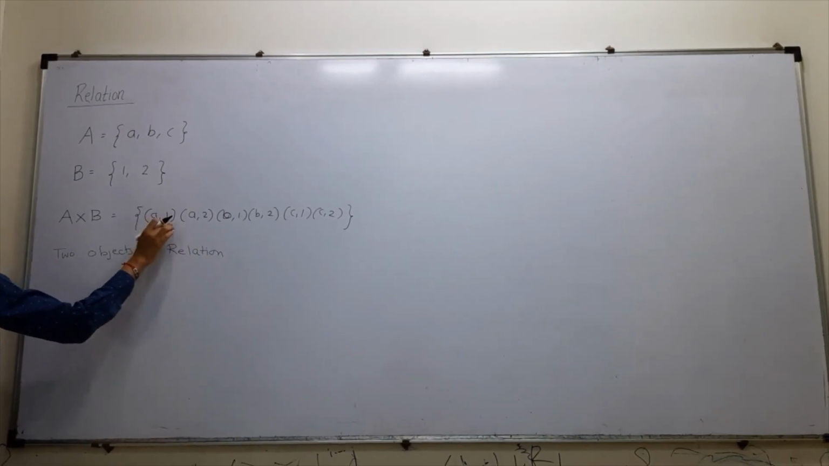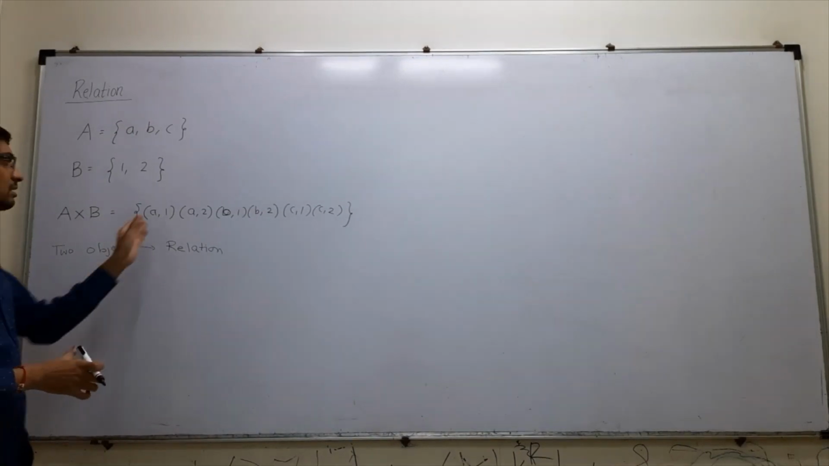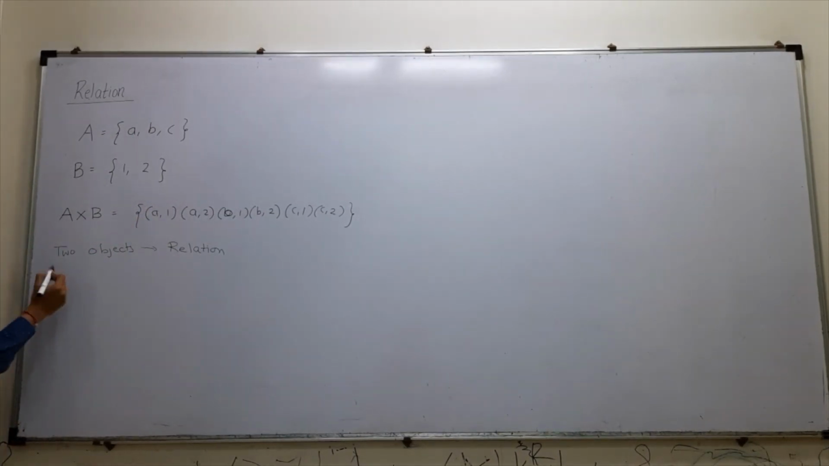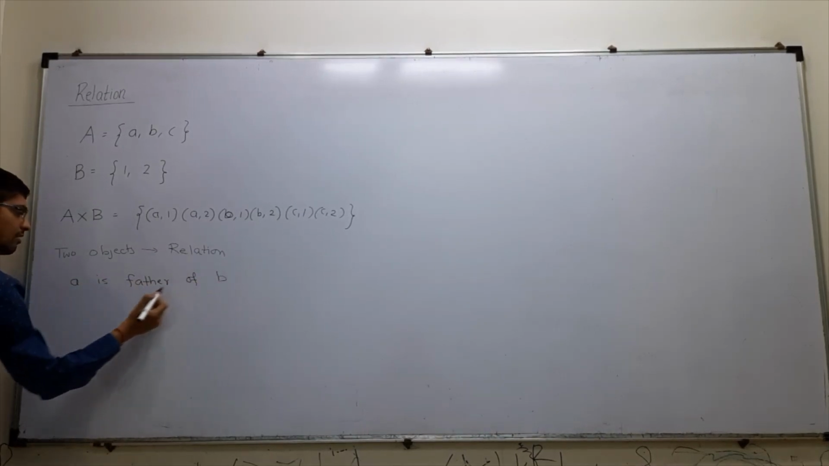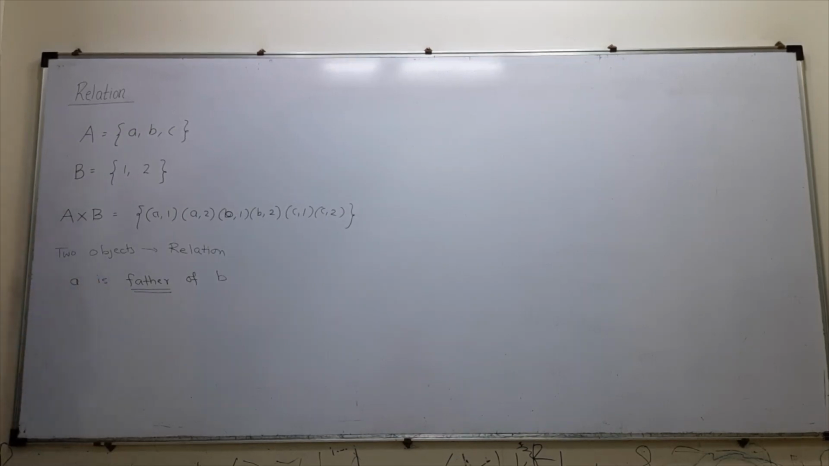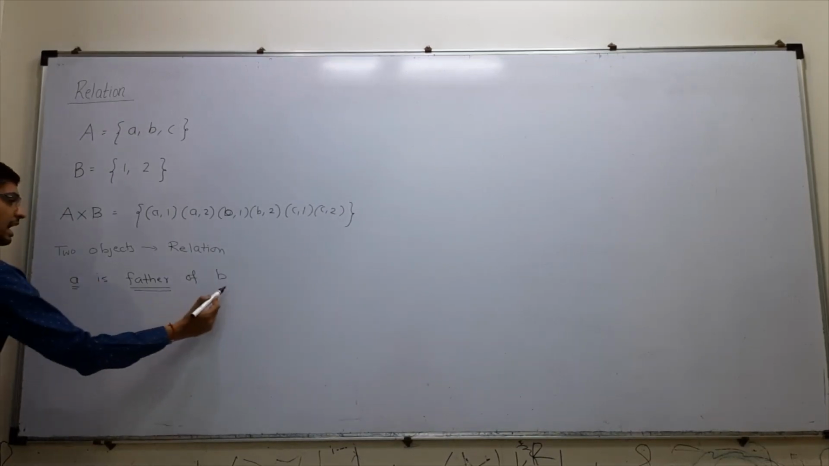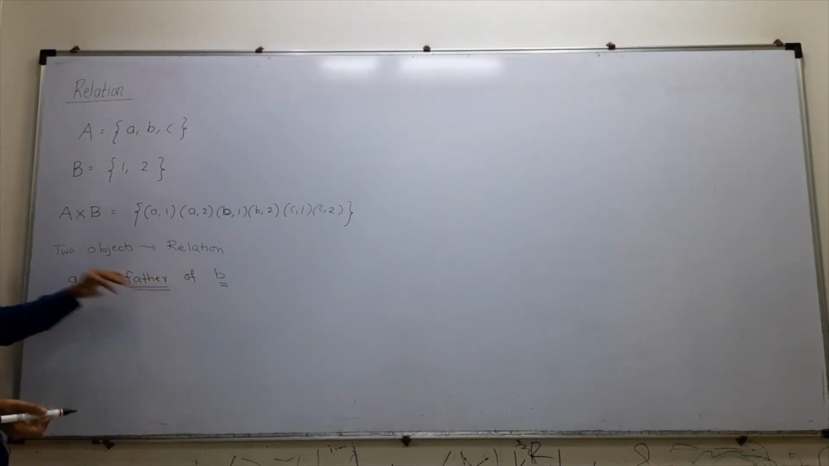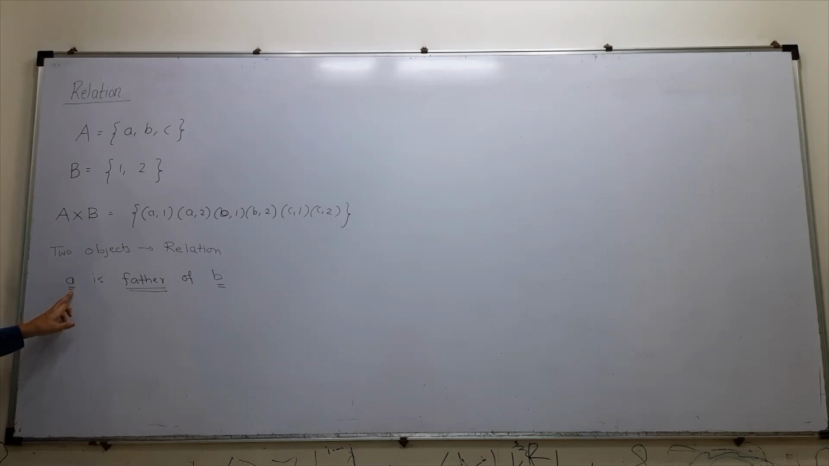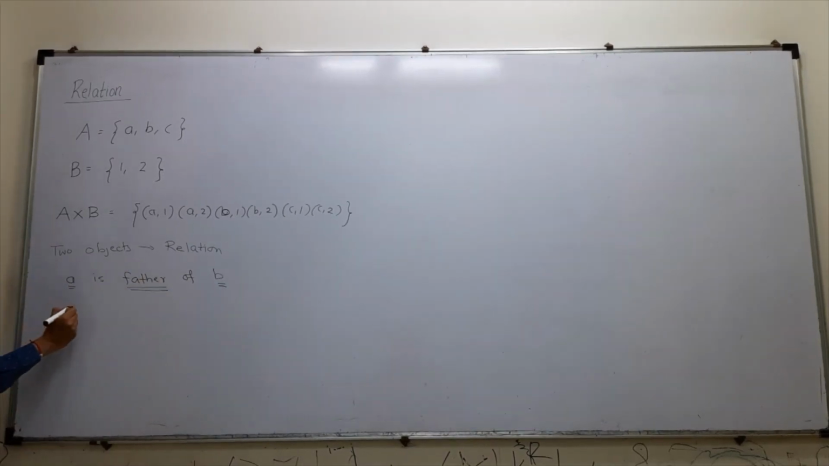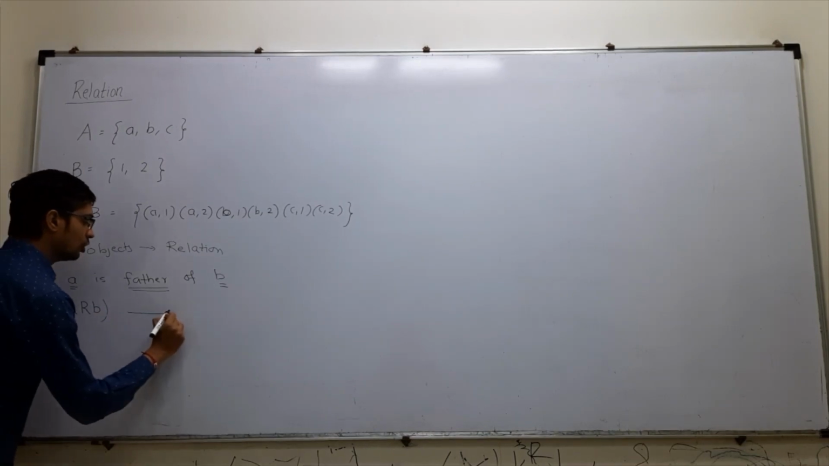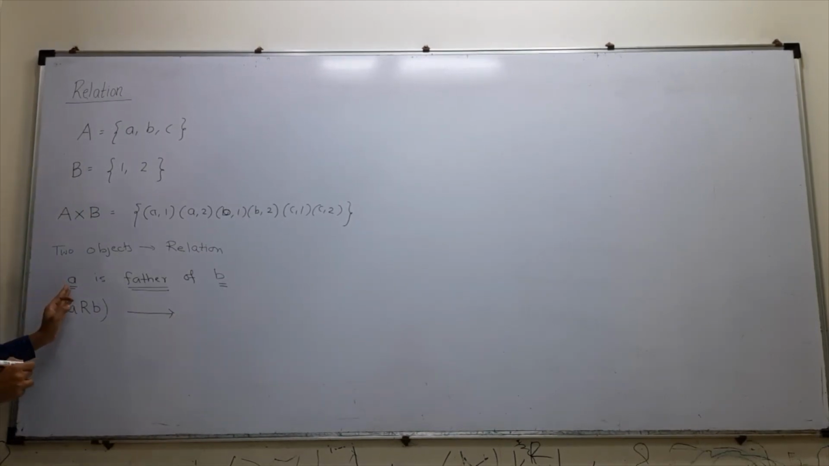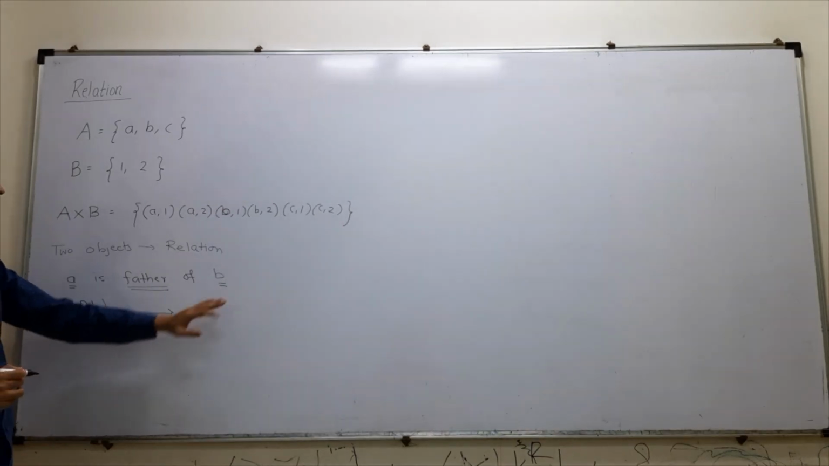Now A and 1 have some connectivity, A and 2 have some connectivity, so they form a relation. If I say that A is father of B, to have the existence of this relation, I need minimum two objects. One is A, the other is B. So if I have two objects, I can form a relationship between them. That is, A is father of B. So here I can say A relates to B as his father. So A is relating with B as a relation of father, and the relation is always unidirectional. That is, if A is father of B, it doesn't mean B is father of A.